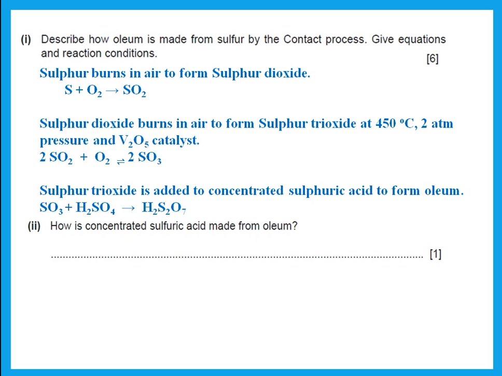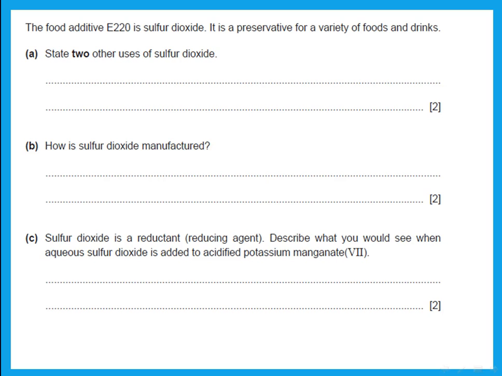Then he's saying how is concentrated sulfuric acid made from the oleum? This is by slowly diluting the oleum, or adding water. Okay. Food additive is sulfur dioxide. It is a preservative. State 2 other uses of sulfur dioxide. So he already mentioned that it is a preservative, so please do not repeat the same one that he gives. We use it mainly to make sulfuric acid, and we also use it for bleaching wood pulp.